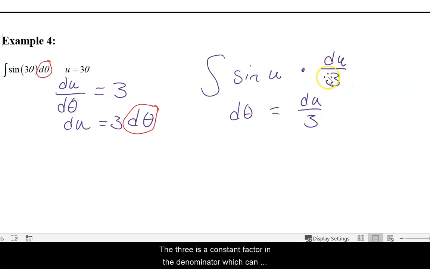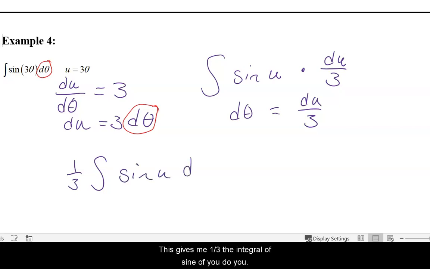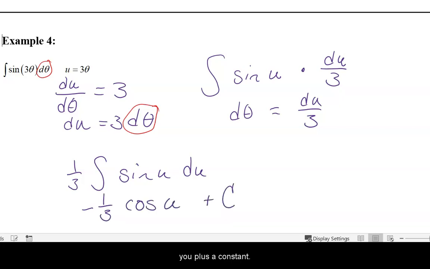The 3 is a constant factor in the denominator, which can be pulled out of the integral since it does not depend on the differential now, which is u. This gives me 1/3 the integral of sine of u du. Now remember, we're looking for the antiderivative of sine, not the derivative. Yes, the derivative of sine is cosine. But what do you have to take the derivative of to end up with positive sine? That would be negative cosine. So this gives me 1/3 times the negative cosine of u plus a constant.